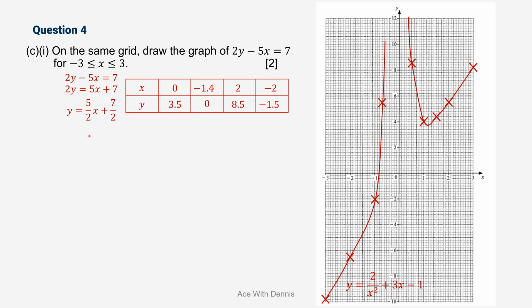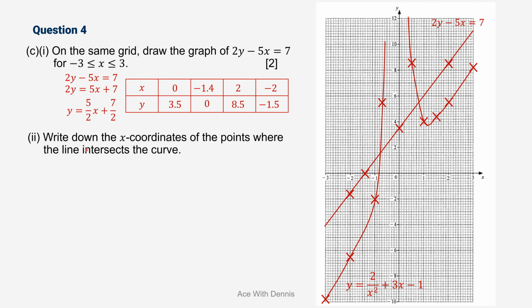Okay, so once I have the table, I can start to plot the graph. The first point, 0, 3.5, will be here. The second point will be here, negative 1.4, 0. The third point is here, 2, 8.5. And the last point is here, -2, -1.5. So next, I will take out a ruler and join these points together to get a straight line. Then don't forget to label the equation of the line, 2y minus 5x equal to 7.